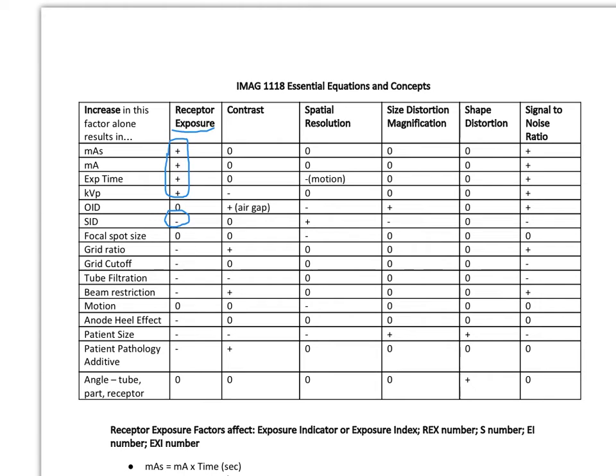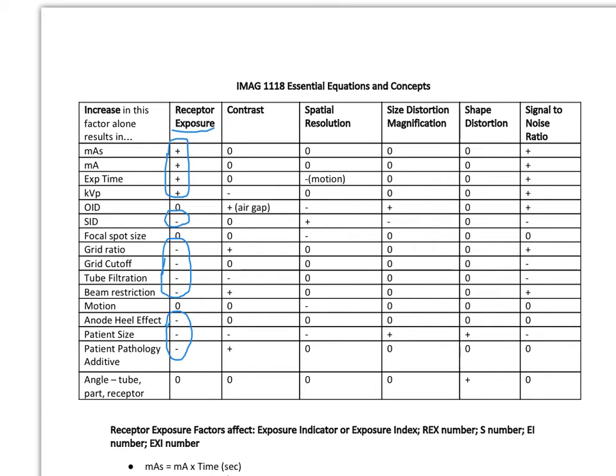Grid cutoff absorbs primary radiation, decreasing receptor exposure. Tube filtration, inserting aluminum, would take away radiation from the receptor, and beam restriction also decreases the number of photons striking the image receptor, so all of these decrease the amount of receptor exposure. Anode heel effect absorbs some of the radiation coming through the thicker part of the anode, and that decreases receptor exposure. Anytime the patient's size is larger, there are more X-ray photons absorbed, and so there's less receptor exposure. And if we have additive pathology such as fluid or pneumonia, we would have decreased receptor exposure if we don't compensate.